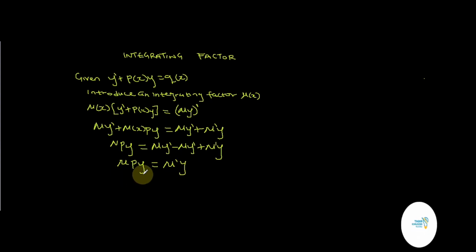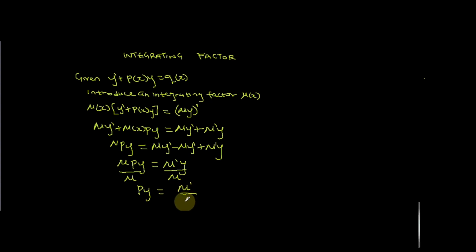Let's bring like terms together. If we are to take this mu to the other side, we have to divide both sides by mu. We'll be left with p y equals mu prime over mu times y. The y here can cancel the y here, and then we'll be left with p equals mu prime over mu.